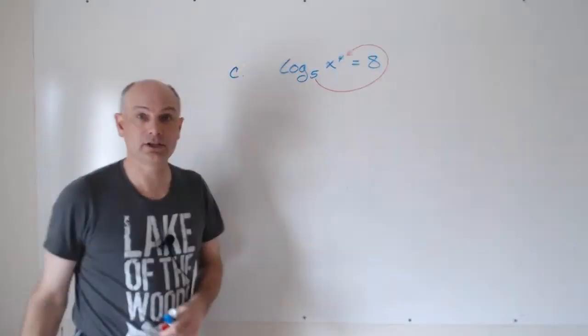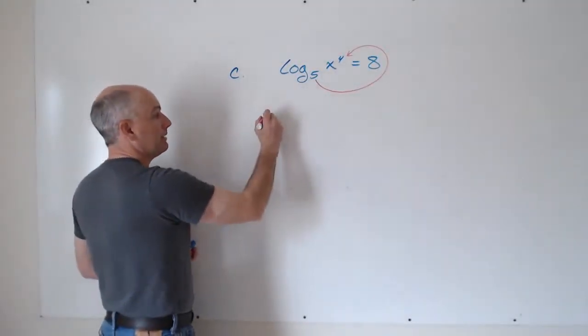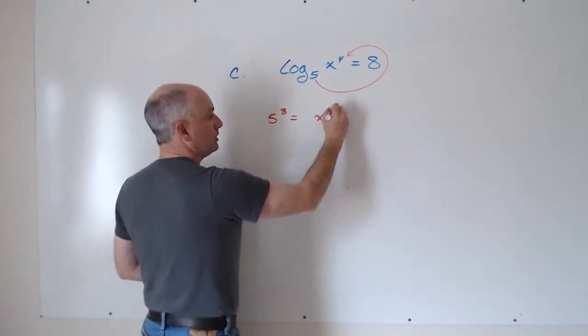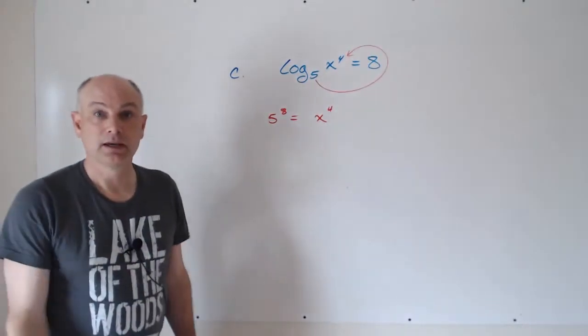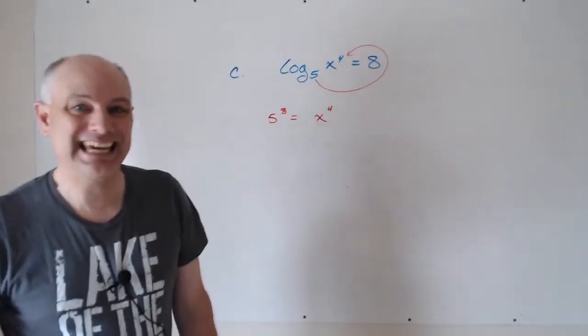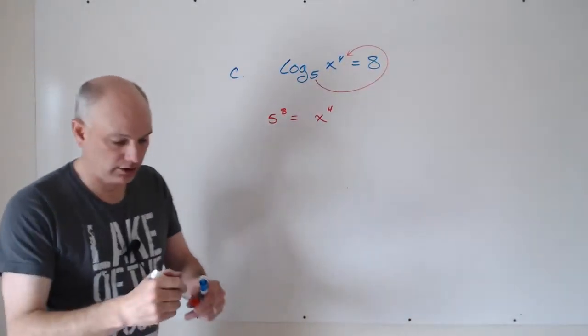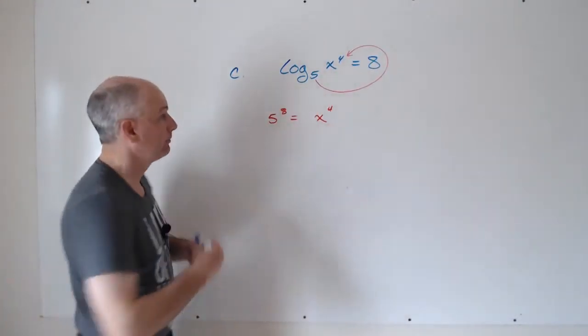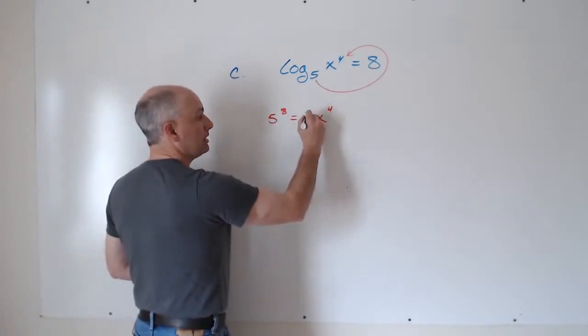If I convert in this mode, I just have to keep in mind I'm now doing 5 to the 8th power is equal to x to the 4th power. Because x can't be negative at all here, I can go ahead and solve this using a 4th root. It's something that you've already seen.